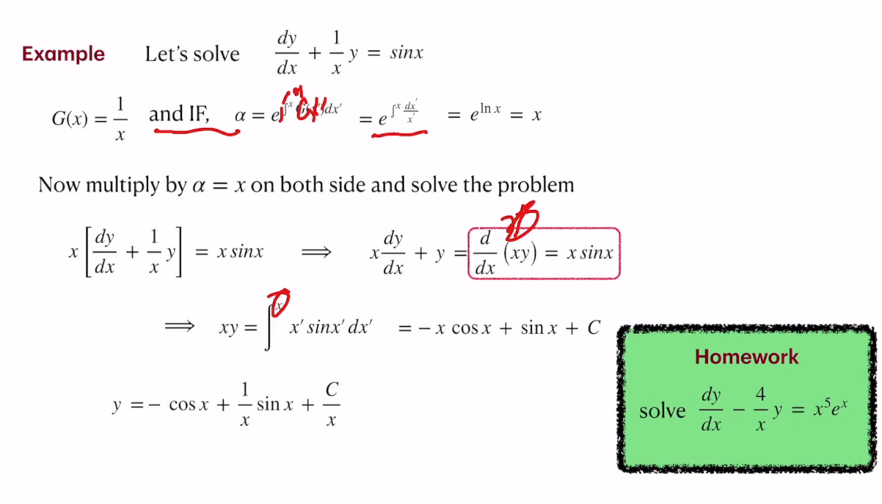There is a homework problem here. You need to solve the first order differential equation dy/dx minus 4 by x into y is equal to x to the power 5 e to the power x, and you can upload the solution on vLearn.